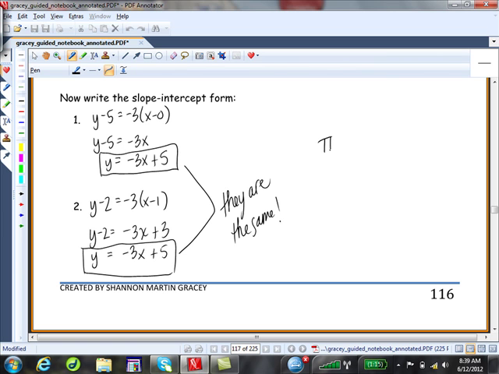So that means that we can make this conclusion: the slope-intercept form of the equation of a line is unique.